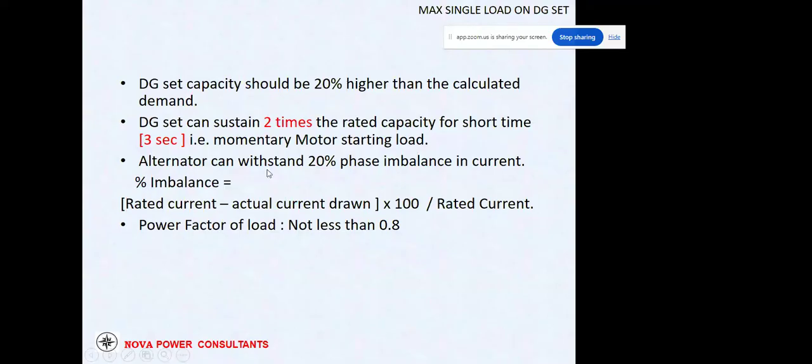Then the alternator can withstand 20% phase imbalance in the current, not more than that. And the power factor of the load should not be less than 0.8. So these are the conditions for maximum load to be put on any alternator or DG set.